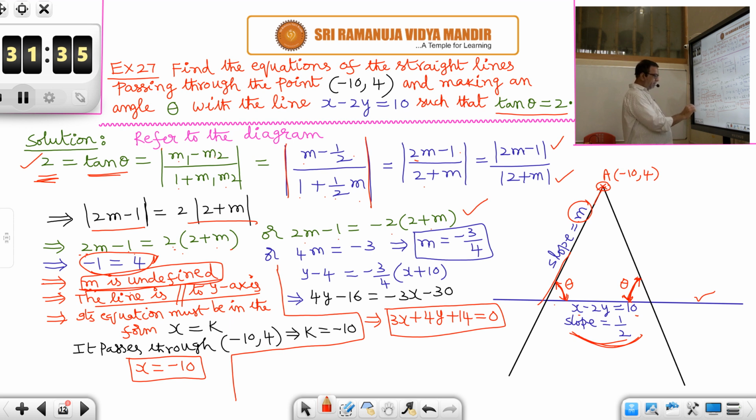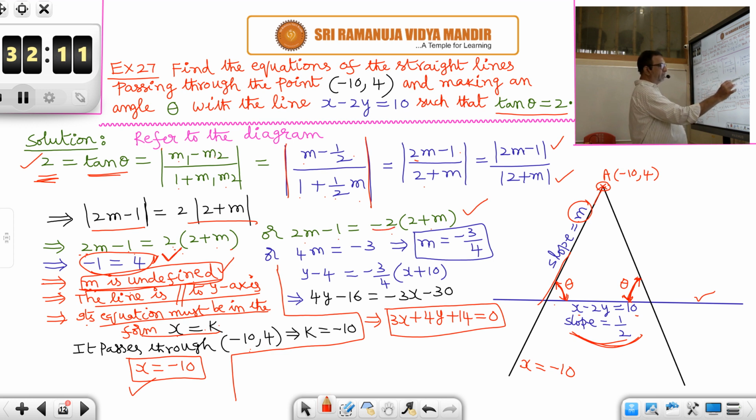So parallel to the y-axis means its equation will be in the form x = k. And it is passing through the point (-10, 4). So put this point there and you will get k = -10. So x = -10 is one of the lines. So this line is x = -10. This point is very, very important here. -1 = 4, you are not getting the value of m, means m is undefined. So the line is parallel to the y-axis. Its equation must be in the form x = k. So the other one you will get easily.